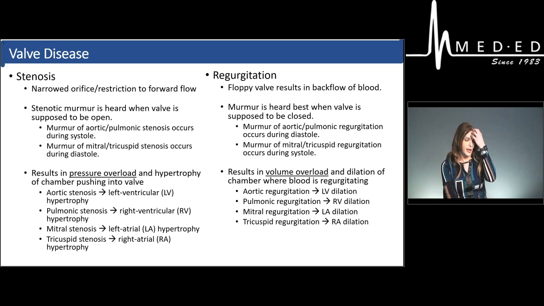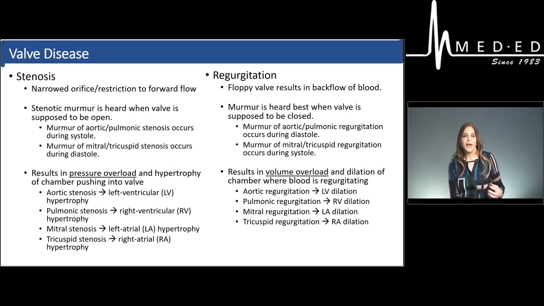Now, whenever a chamber of the heart is having to pump up against a high pressure, that's going to result in a pressure overload, and the chamber that pushes into that valve is going to hypertrophy. So if a patient has aortic stenosis, we are going to look for signs of left ventricular hypertrophy because that's the chamber that pushes through the aortic valve. If a patient has pulmonic stenosis, well, then we're going to look to see if that patient has right ventricular hypertrophy because that's the chamber that's pushing through the pulmonic valve.